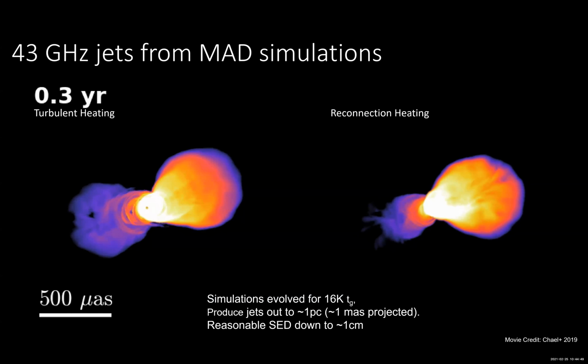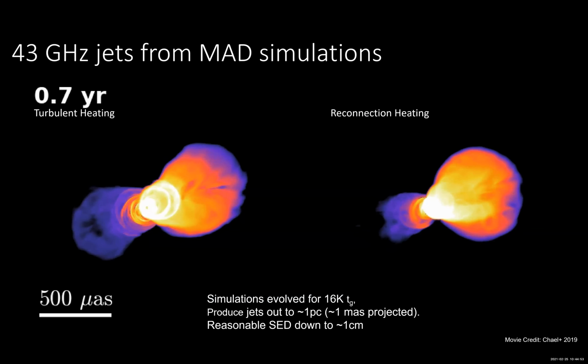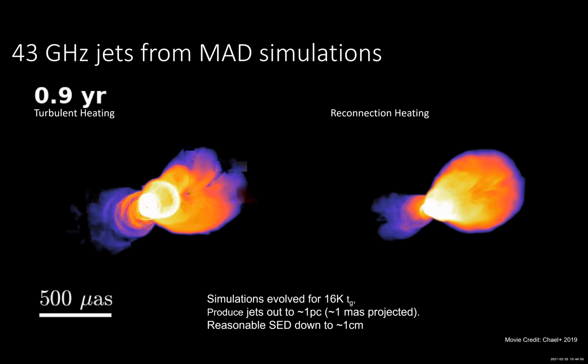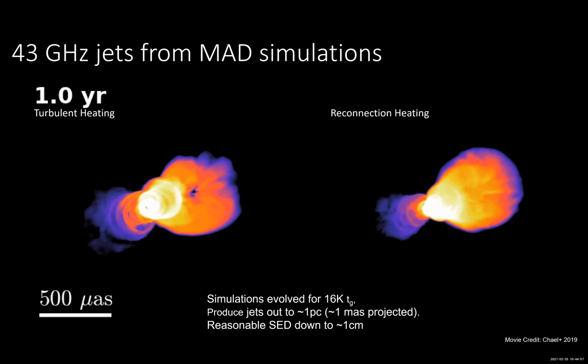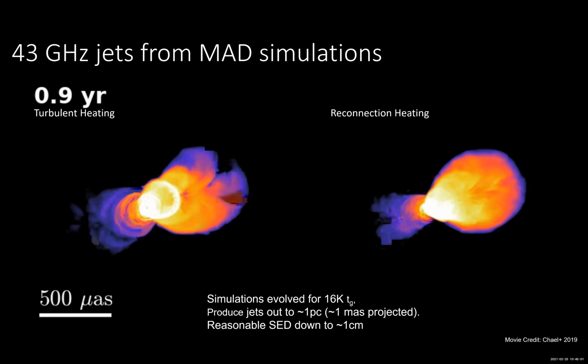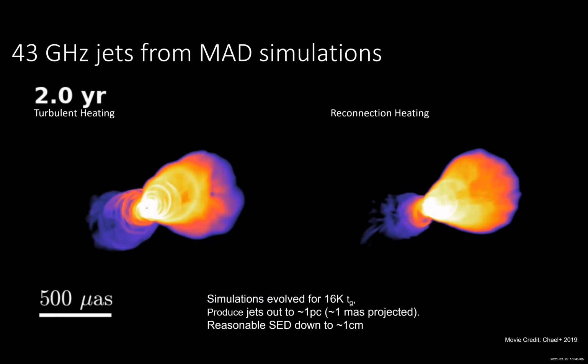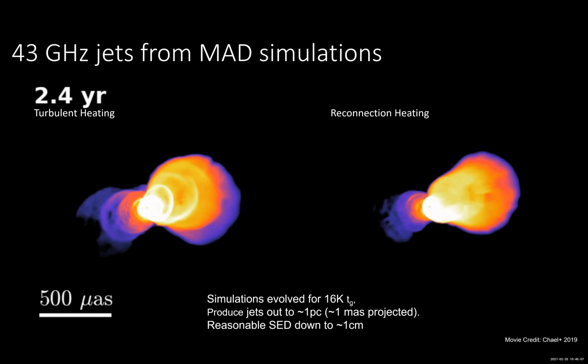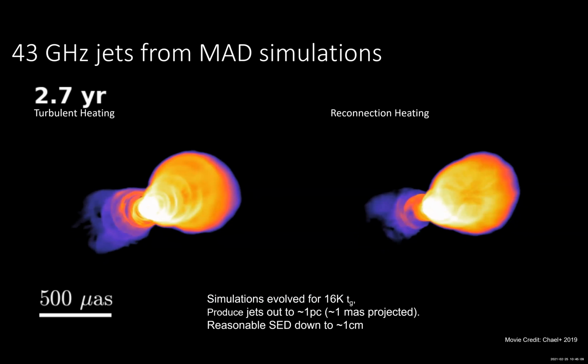So here's a movie of these jets at 43 gigahertz. These simulations are not evolved for super long. They're 16,000 gravitational times, so by evolving them further we could extend them even further. But even in just that time, they produce converged jets out to about a parsec, or really an arcsecond, at a reasonable resolution down to about a centimeter.